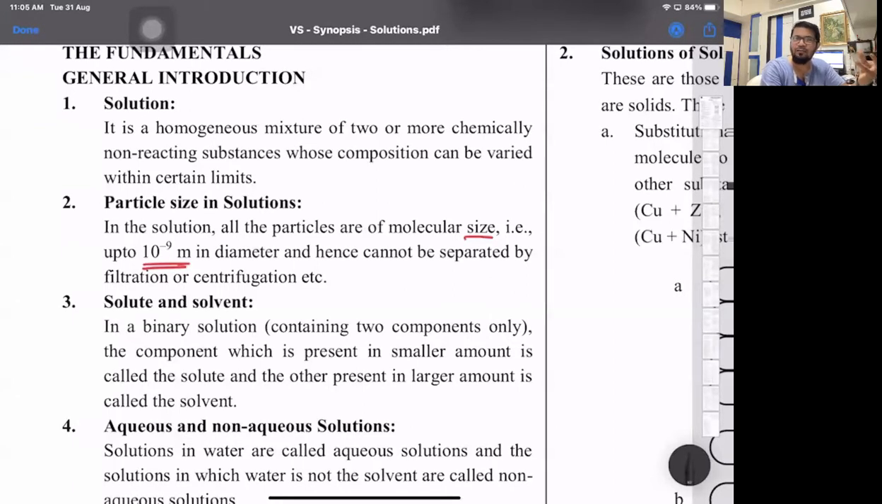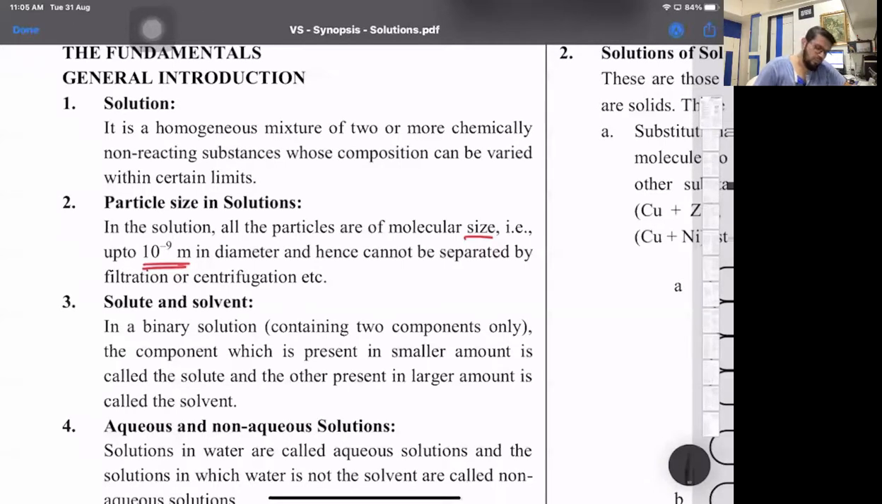Filtration is basically keeping a filter paper and trying to filter it out. That's the filtration process. Centrifuging is basically in the laboratories. You have the centrifuge machines, where in the centrifuge tubes, you put your solution, and then those solutions are made to whirl around. And because of the gravity part, whatever is the residue will settle at the bottom and the filtrate will lie on the top.